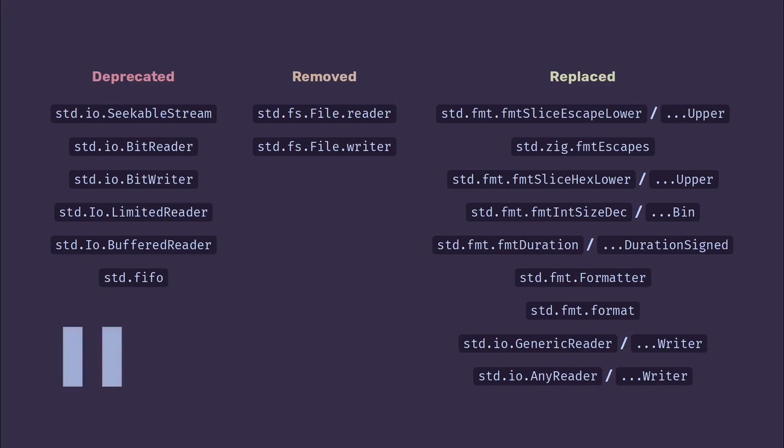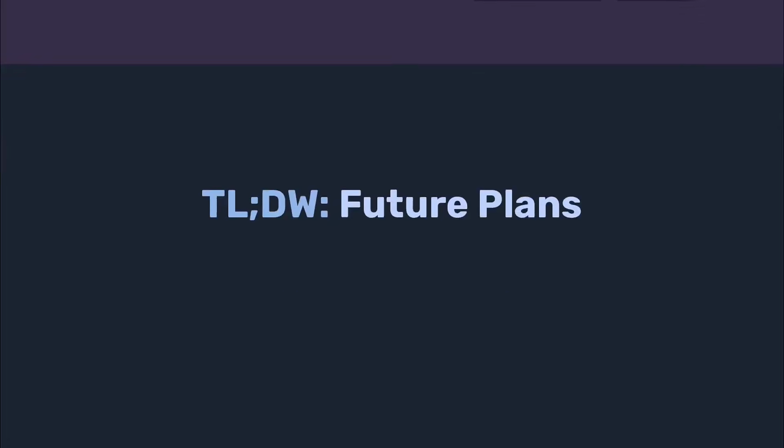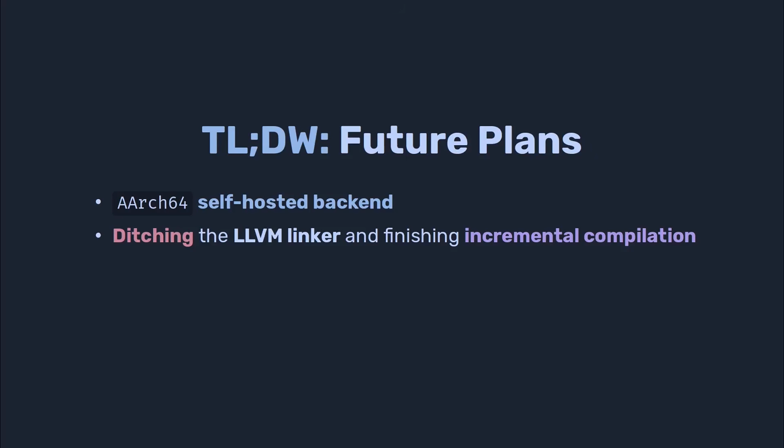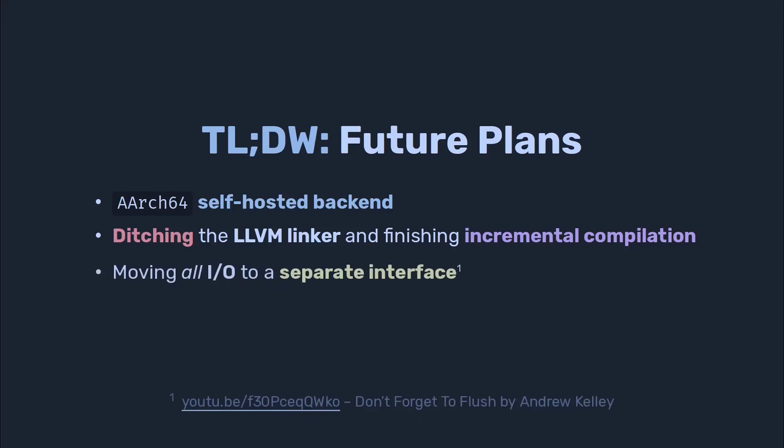The full list is on the screen right now. Finally, here are the future plans and or the stuff that's work in progress right now. AArch64 self-hosted backend, ditching the LLVM linker and finishing incremental compilation, moving all input, output, and other related operations, basically everything that can block, into a separate I/O interface to allow abstracting concurrency models. This is also a huge and promising long-term project for which I recommend watching Andrew's talk, and improving the built-in fuzzer to compete with SOTA solutions.